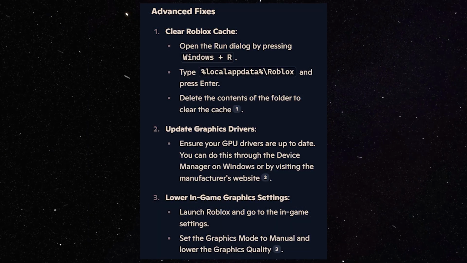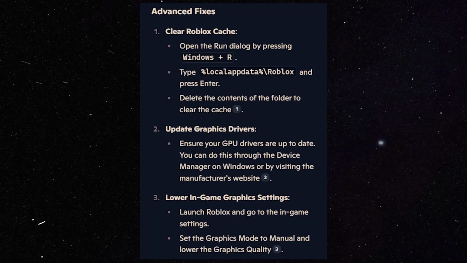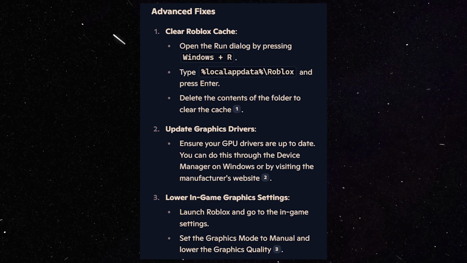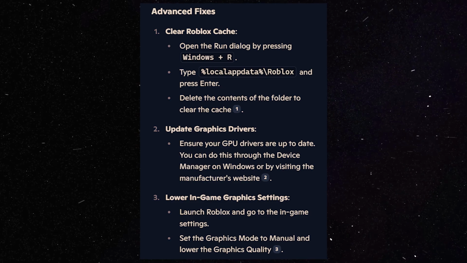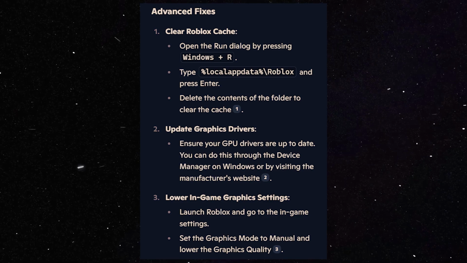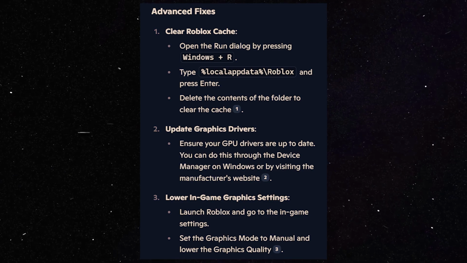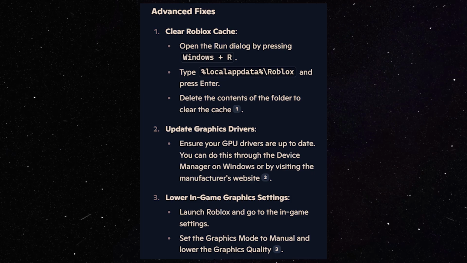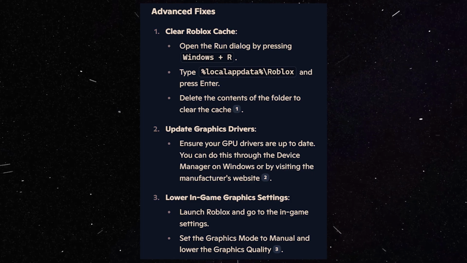Advanced fixes. Clear Roblox cache. Open the Run dialog by pressing Windows plus R. Type %localappdata%/Roblox and press enter. Delete the contents of the folder to clear the cache.